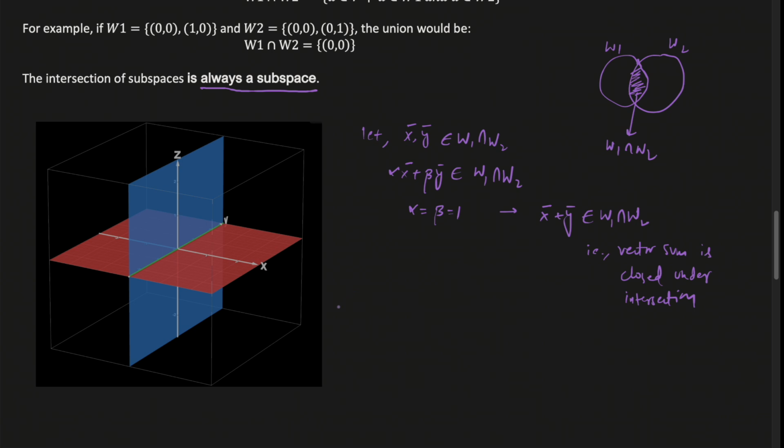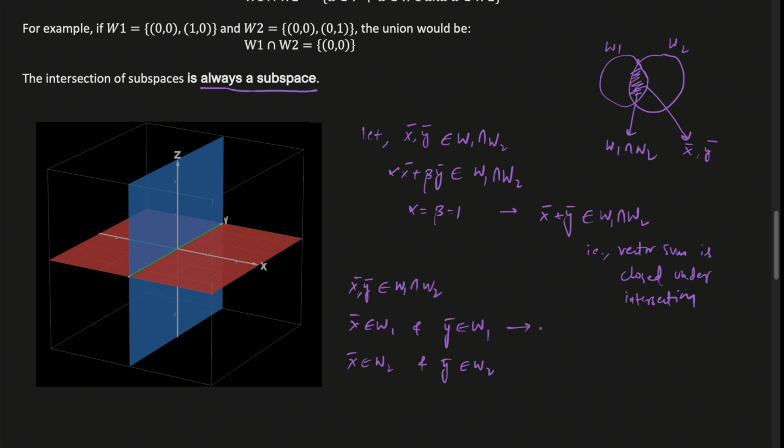So if x and y belong to the intersection, then I can say that x belongs to W1 and y also belongs to W1, right? Because if you see this diagram, this is the intersection. I am saying that x and y belong to this intersection. So x and y belong to W1, and x and y also belong to W2. Why? Because x and y belong to the intersection.